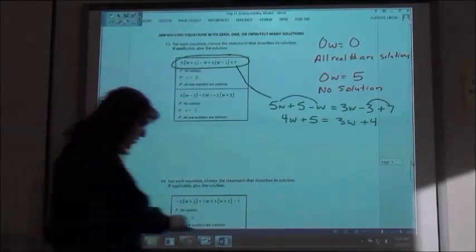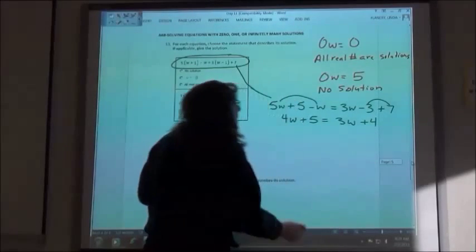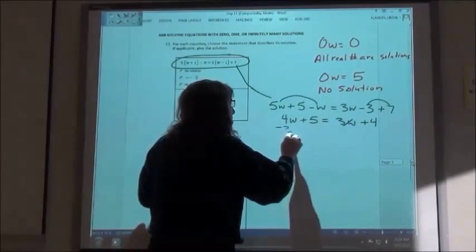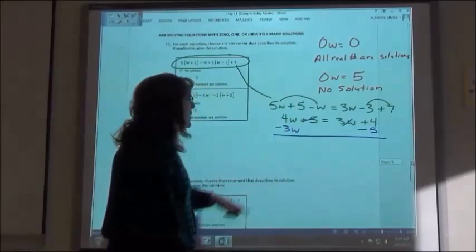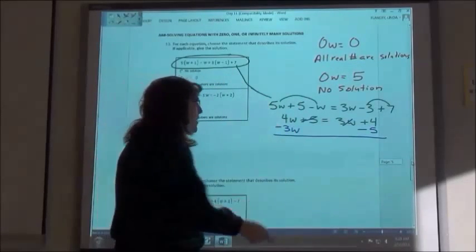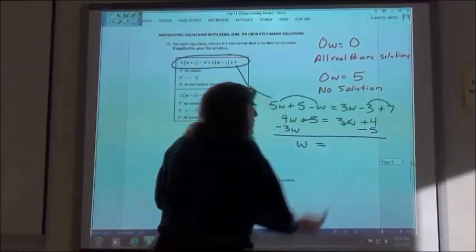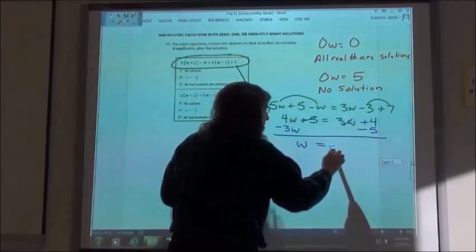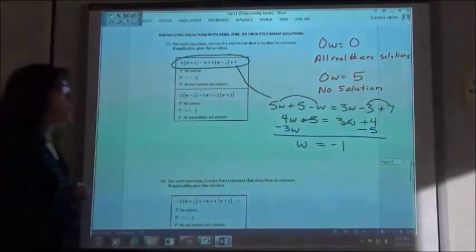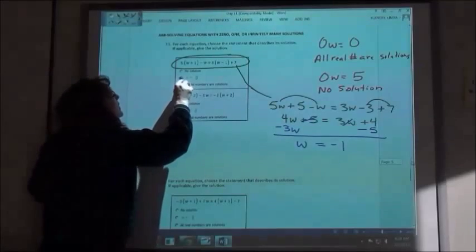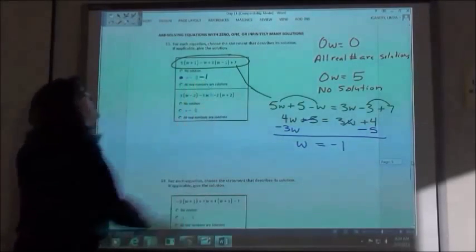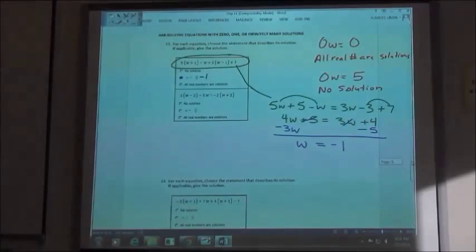Going to just keep going and solving it. I subtract my 3w and subtract my 5. So 4w minus 3w is just 1w, or w. 4 minus 5 is negative 1. I got that one solved. I got a nice number answer. So on this one, I'm going to click the middle circle and type minus 1 in the box because that one came out to a nice answer.